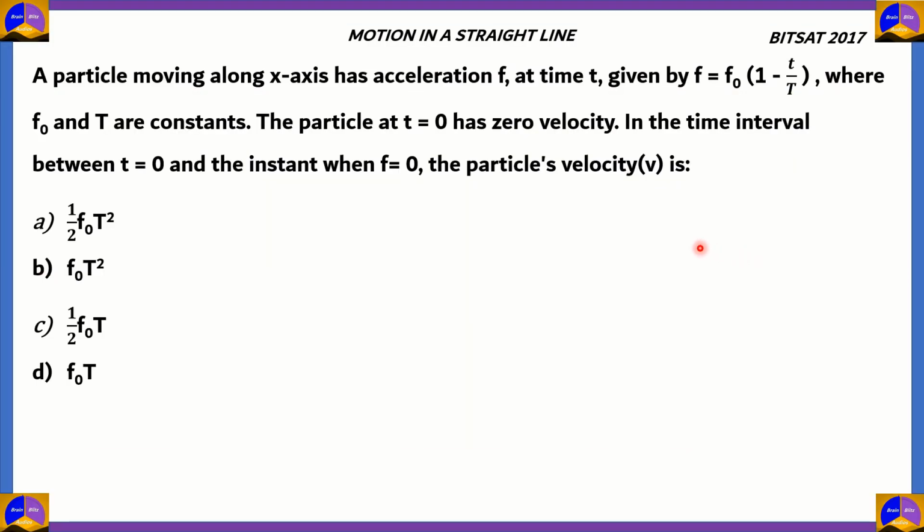Here is a question from 2017. A particle moving along the x-axis has an acceleration f at time t, given by f equals f naught times 1 minus small t divided by capital T, where f naught and capital T are constants. The particle at t equals 0 has 0 velocity. In the time interval between t equals 0 and the instant when f equals 0, the particle's velocity v is equal to.